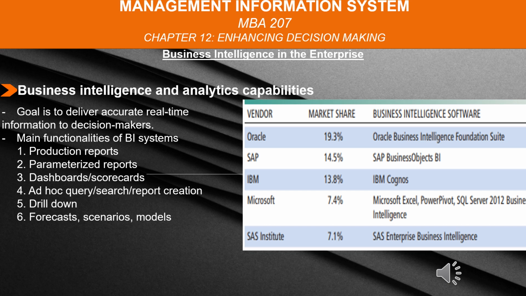Next are the dashboards or scorecards. Dashboards and scorecards are visual displays of key performance indicators and other metrics that provide a quick overview of business performance. These displays typically use charts, graphs, and other visualizations to present data in an easily understandable format. An example of a dashboard might be a sales dashboard that shows revenue, sales volume, and other metrics for different regions or product lines.